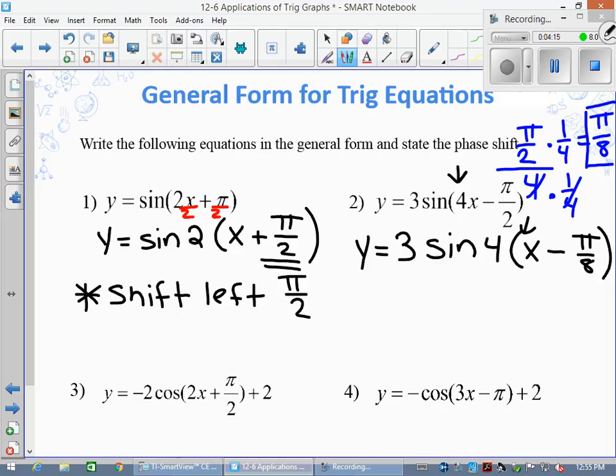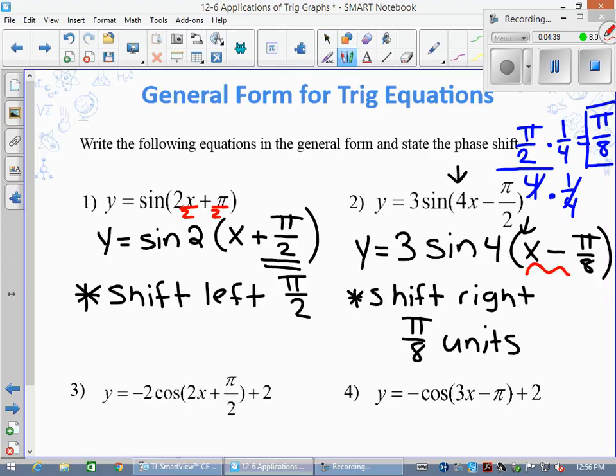Since this is a negative sign, I'm now going to have a shift going to the right, pi over 8. Again, if I looked in my general form, I wouldn't be able to determine that shift until I factor it out. And always, whatever is inside of this parentheses, I always do the opposite. So even though it was a negative, I'm really going to the right, that pi over 8 units.